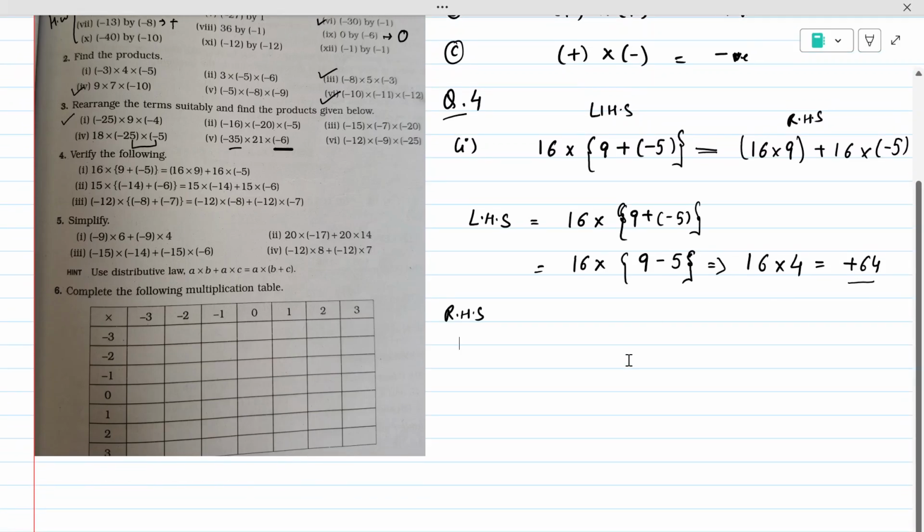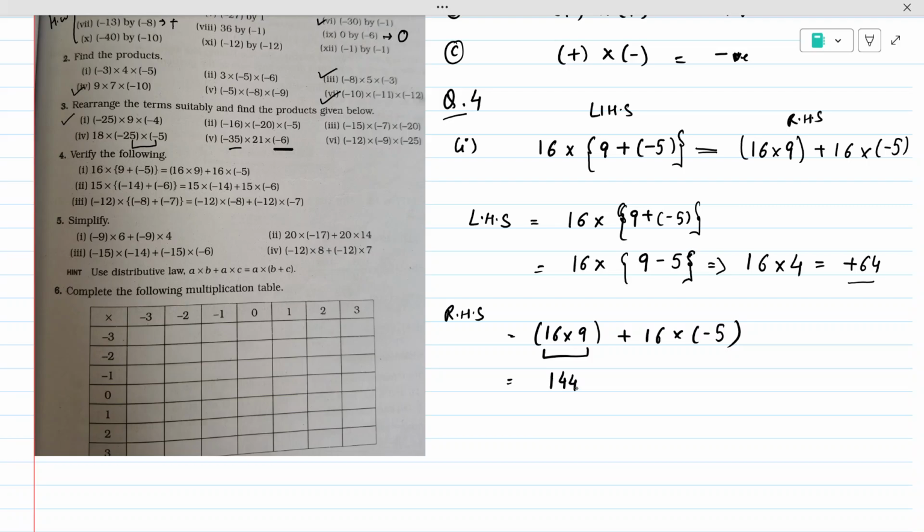So for that, first, what I am writing here is straight away what is given to us. This is 16 multiplied by 9 plus 16 into minus 5. So this is what is given to us here. So first of all, kids, what we have to do here is we can find the product of these two, right? Both are of positive signs. So I can write this as 144 as is. 16 into 9 is 144, and then plus of what? Plus of product of these two.